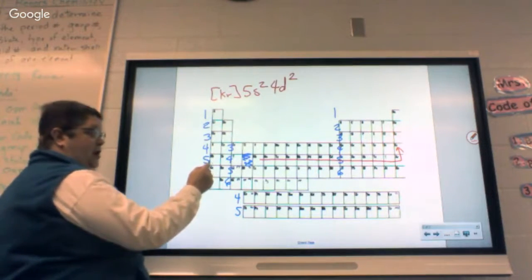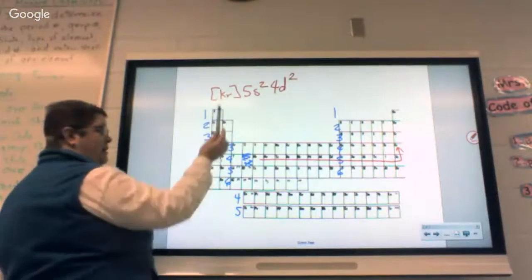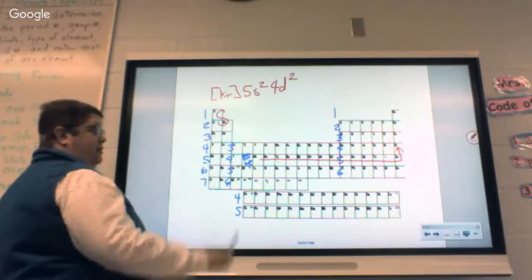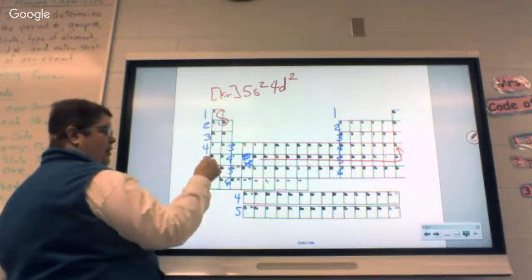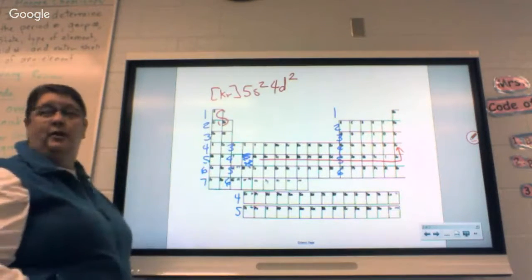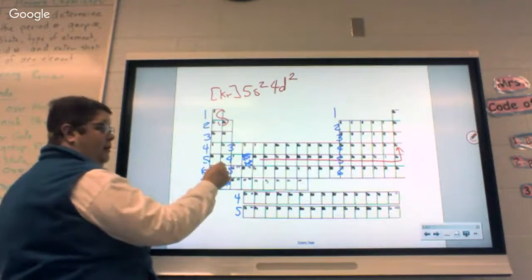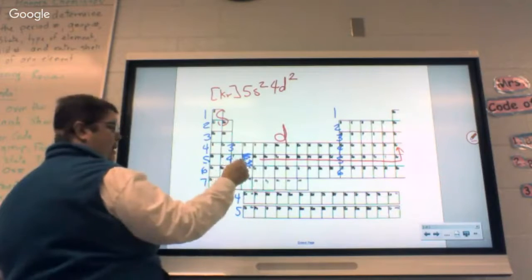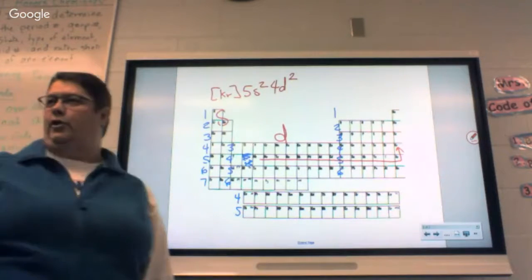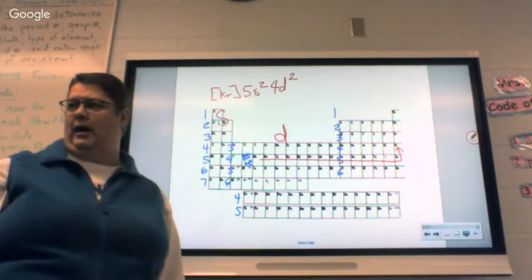The 5 is the first number you see. This block is called the S block. So how many elements do I have in the S block? 1, 2. So S and then 2, because there's only 2 elements. What's the next number you see? 4. What block is this? D. And how many elements do we count? 2. Okay, you got it?